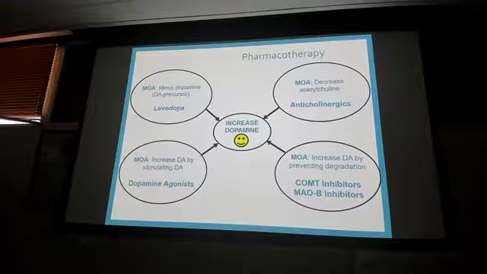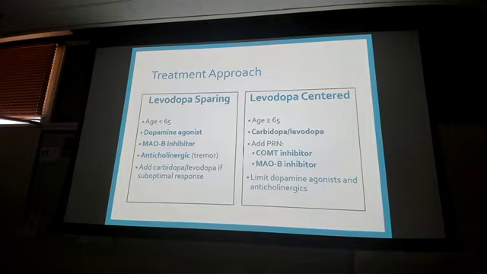So I have anticholinergics, levodopa, my dopamine agonists that we're going to talk about, my COMT inhibitors, and my MAOB inhibitors. When we look at these, you see the different mechanisms in which they work and how they result in an increase in your dopamine levels. This is your treatment approach.